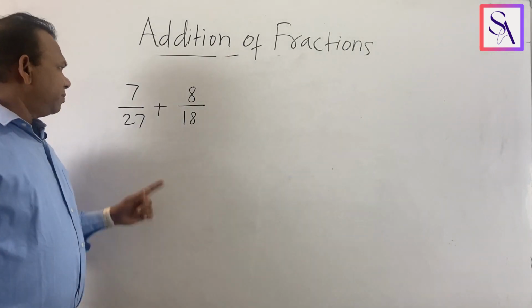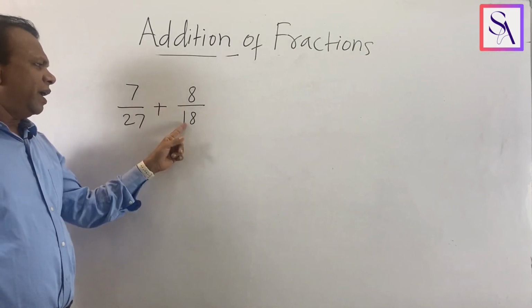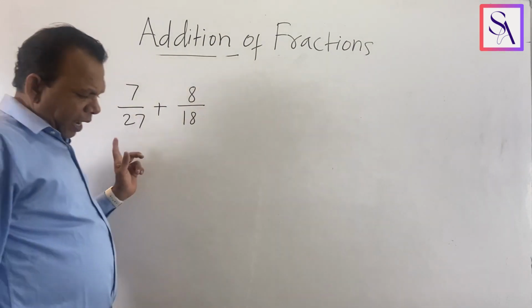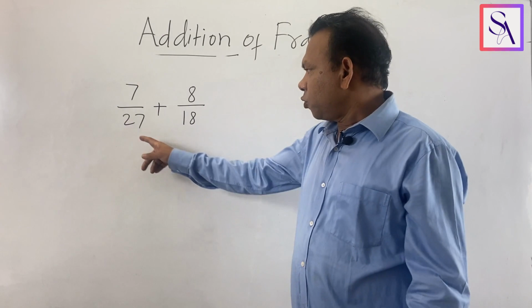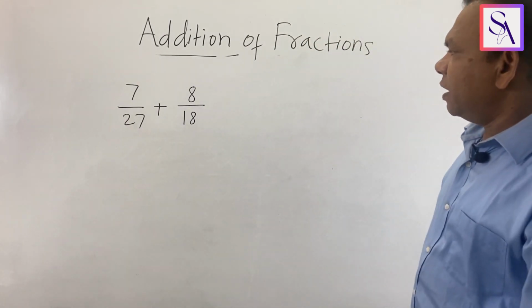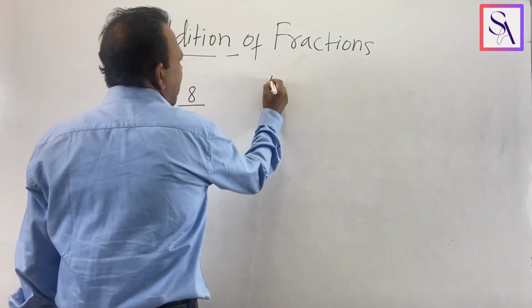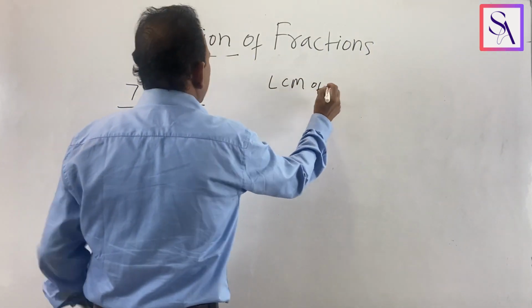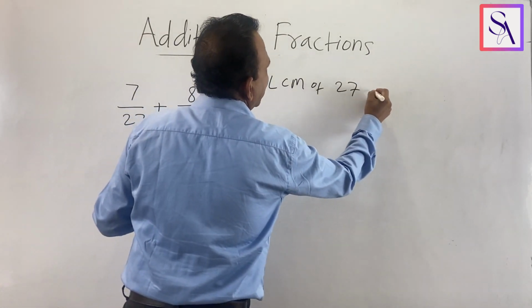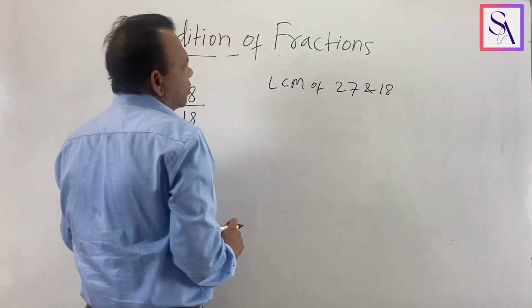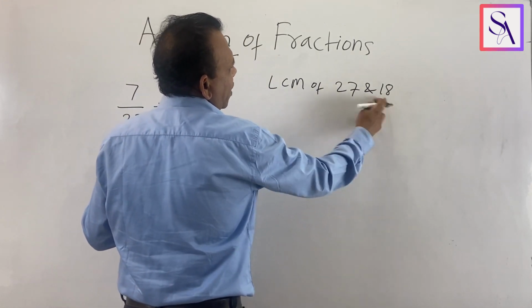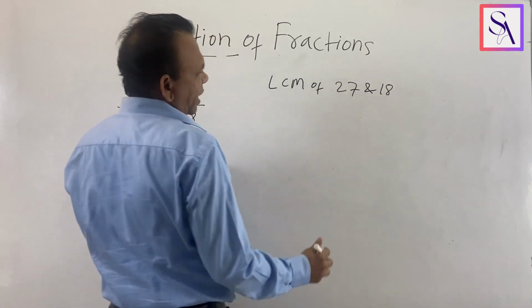Take another example, 7 by 27 and 8 by 18. So you have to add these two fractions. Again, these two are unlike fractions, so we have to make the denominator the same. So what I will do, I will take LCM of 27 and 18. Now 27 is not a prime, 18 is not a prime, so we cannot directly multiply it. So we have to take LCM.